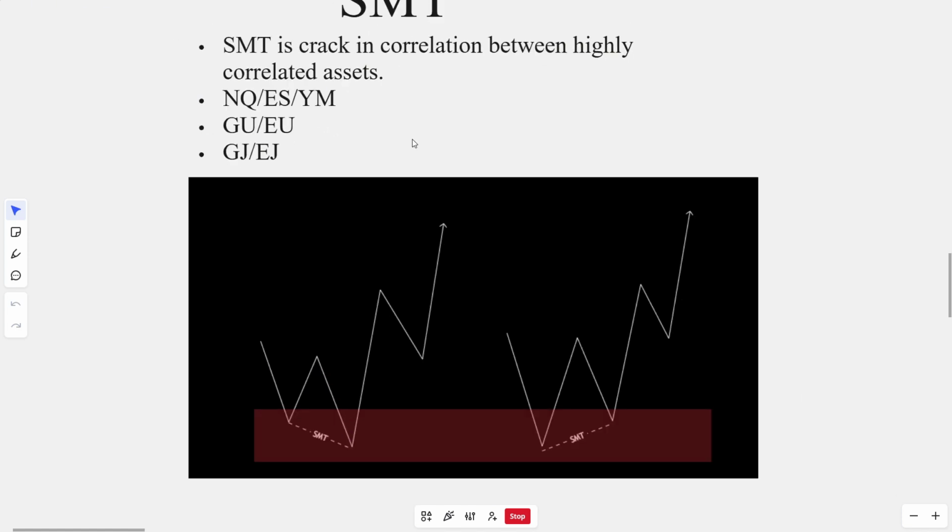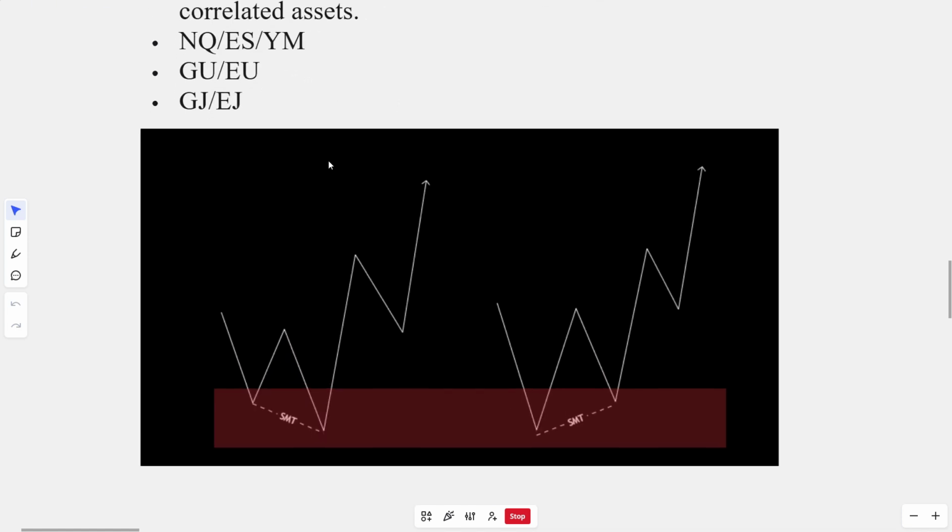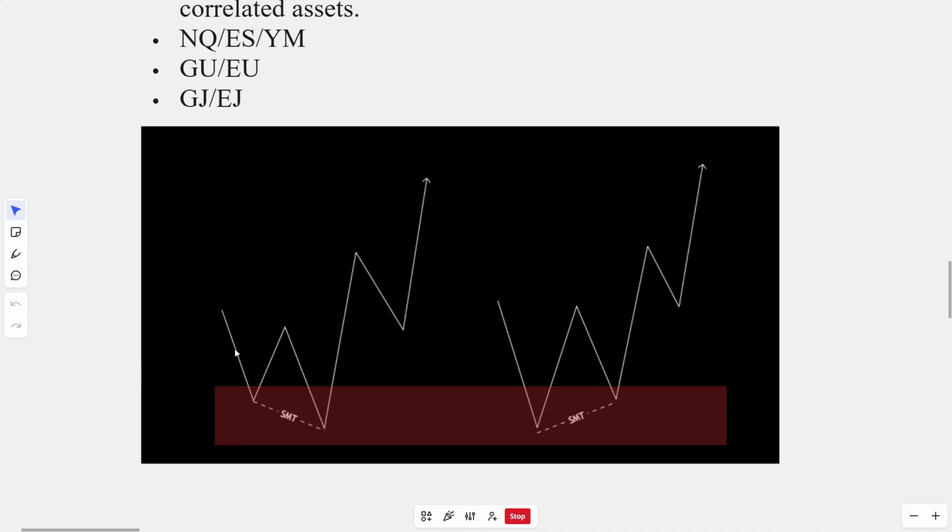So what is an SMT? As you guys can see, I'm going down, trading into a high time frame PD array. It's going to be a fair value gap, order block, rejection block, sell side liquidity, could be whatever, because now we're in a buy program. So putting this low, let's say this is NQ, ES. So NQ puts in a low, ES puts in a low.